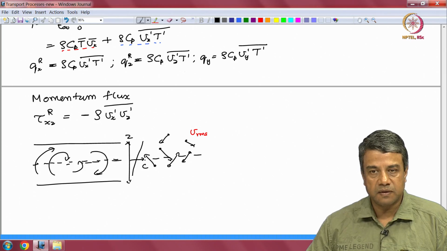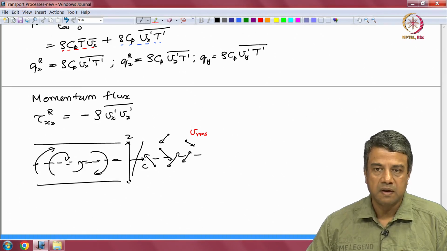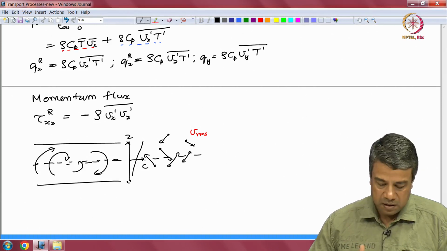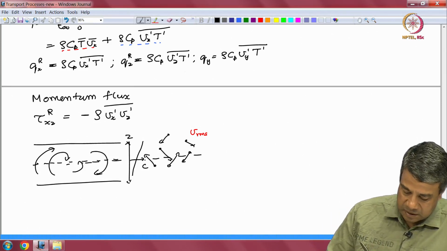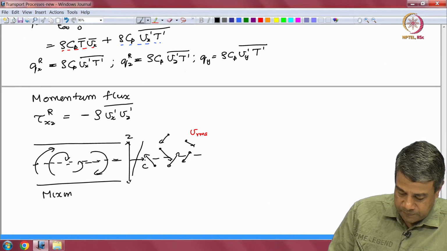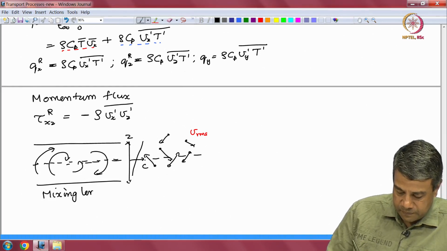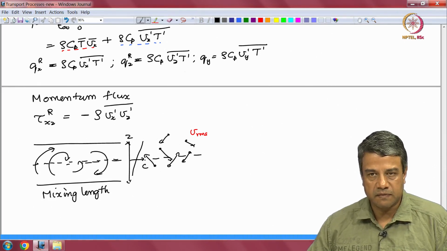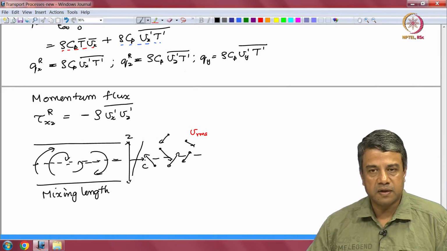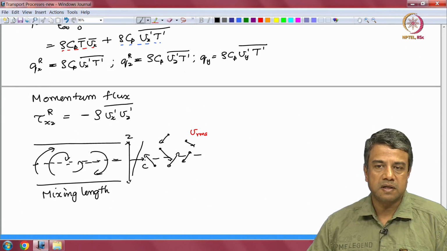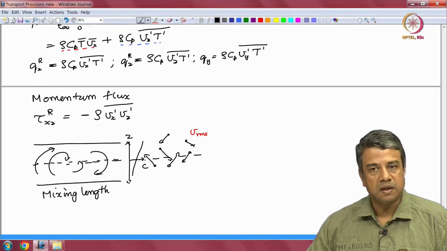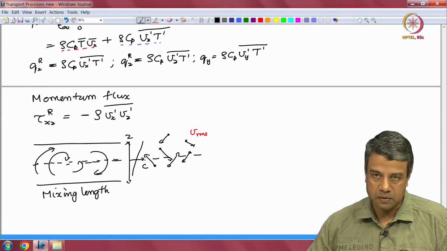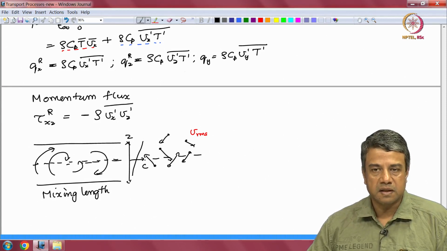Similarly, a parcel of fluid that is going from below to above will come from a distance approximately what is called the mixing length below the surface, and therefore, it will have lower concentration. Because of that, the concentration coming from above to below is higher than the concentration coming from below to above. That results in a net flux.